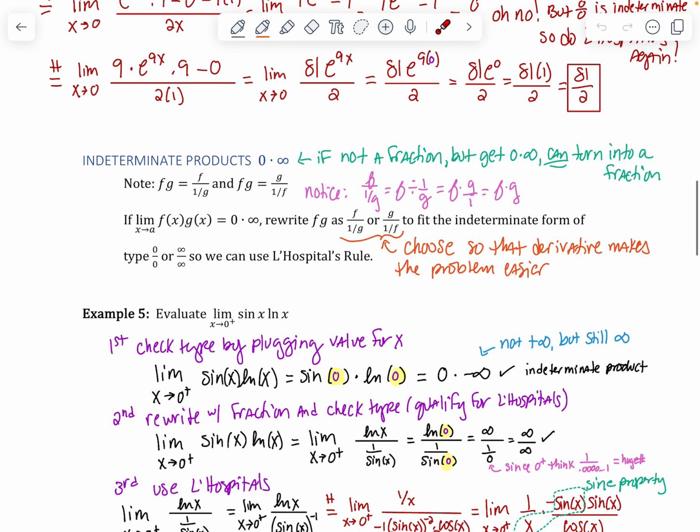Now there's another type of indeterminate that you're going to find, which is called product indeterminate. Specifically, you have 0 times either positive or negative infinity. Now here's the tricky part.